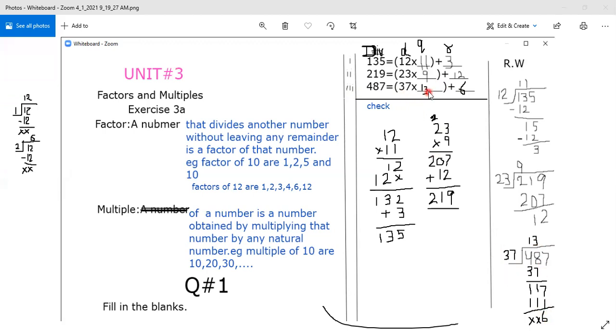Now, as I told you in the first and second part, the first blank is for the quotient. Here you have to place your quotient, and in this question 13 is the quotient, and in the next blank you have to place your remainder, which is 6. Now, what does this mean? It means that 37 times 13 plus 6 is equal to 487, or in other words, dividend is equal to divisor multiplied by quotient plus remainder.